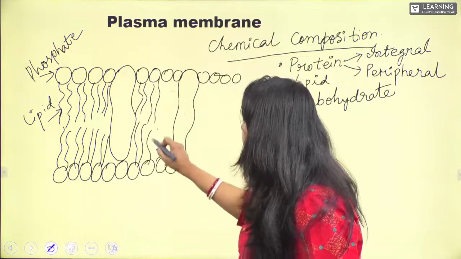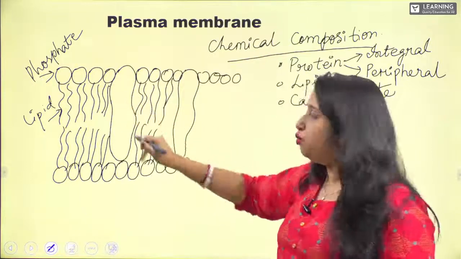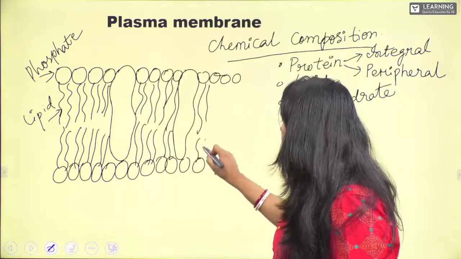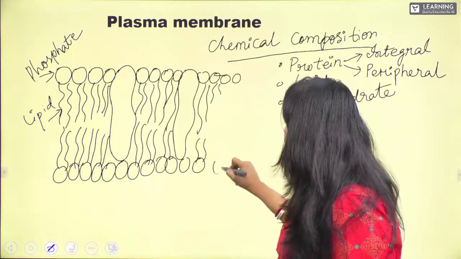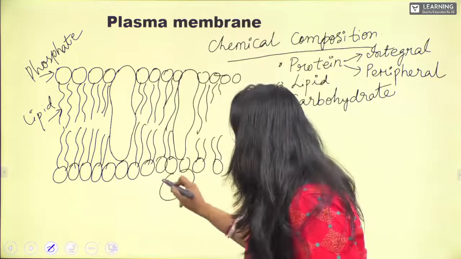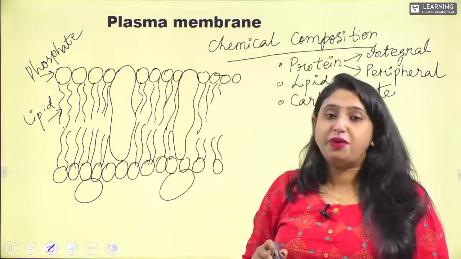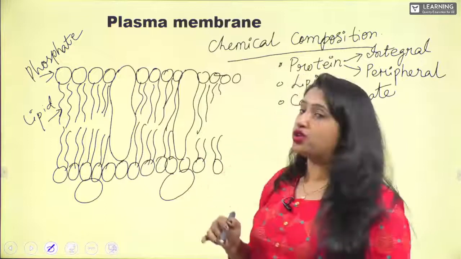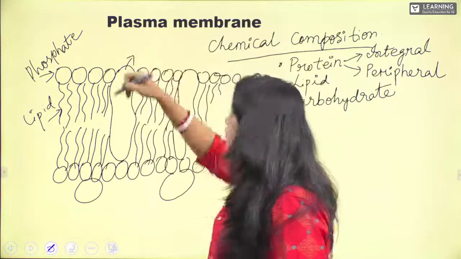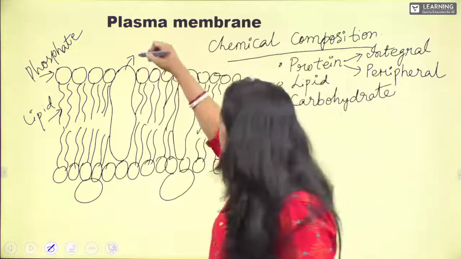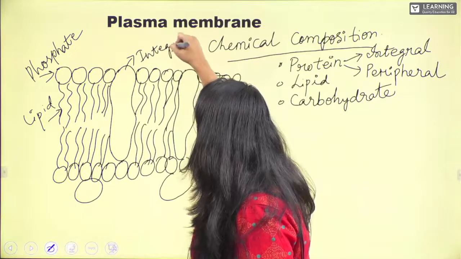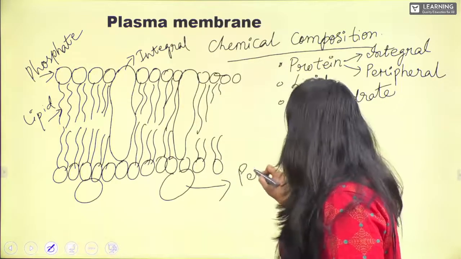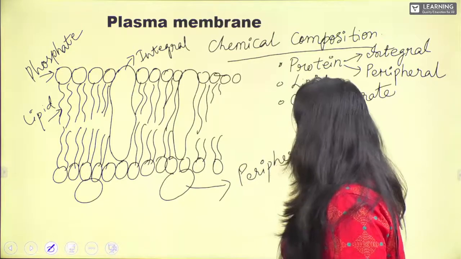So what are these proteins? These proteins, the big ones, are the internal proteins, all right? So yes, it will be like this. And here you will find some more proteins, known as peripheral proteins. As you can see, there are two types of protein present in the structure of the plasma membrane. The proteins present inside are known as integral proteins, and the proteins present at the end are known as peripheral proteins, okay?